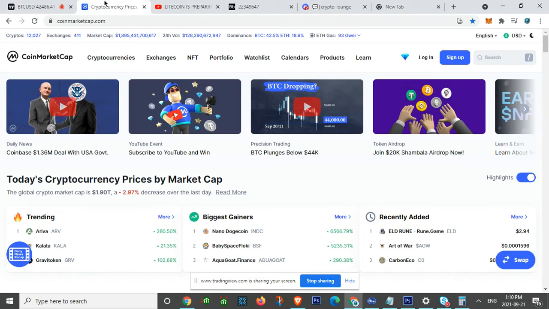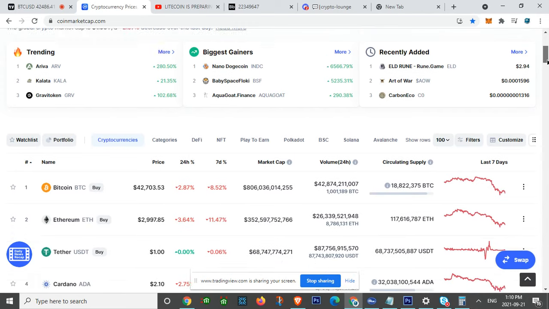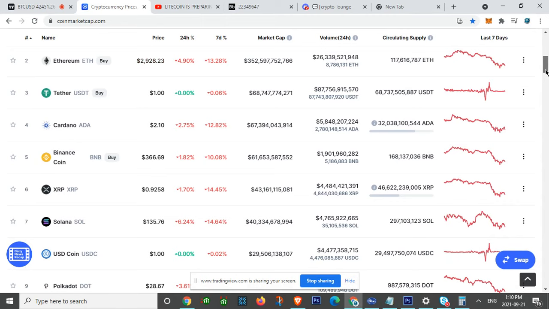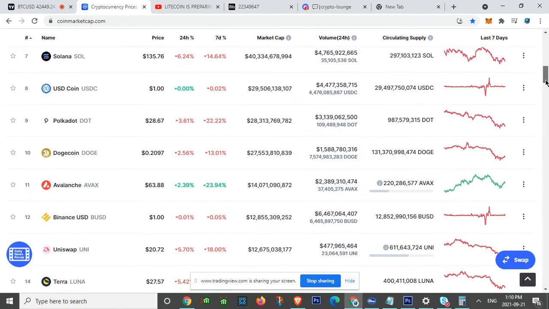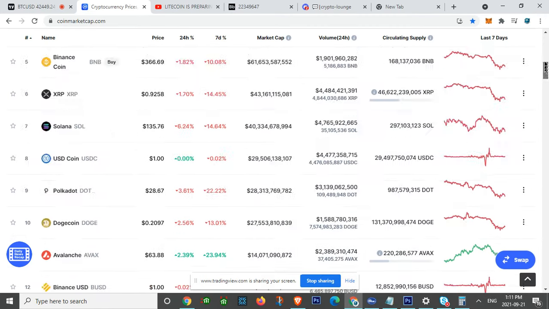Before we do that, let's quickly take a look at today's total market cap. We're currently sitting at $1.89 trillion. Bitcoin is down 2.87%, Ethereum 3.64%, XRP 1.70%, and last but not least, we got Litecoin at 2.50%.